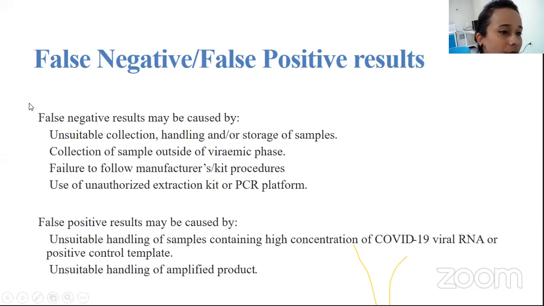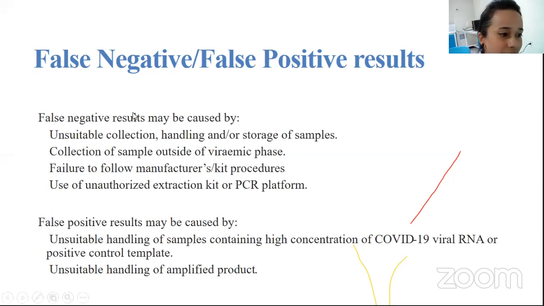So while you are proceeding with the PCR for diagnostic purposes, you can always encounter false negative or false positive results. The reasons for false negative can be many, including unsuitable collection, handling, or logistics of the samples. It can be the collection of the samples outside of the viremic phase, failure to follow manufacturer's kit or the procedures, use of unauthorized extraction kit or PCR platform, that is the thermal cycler.